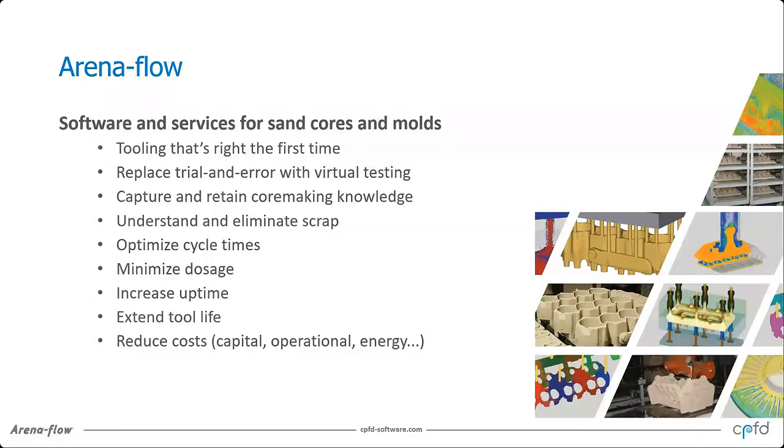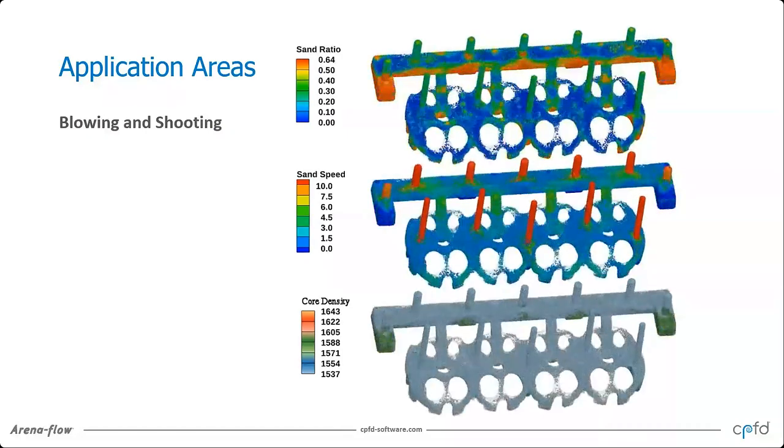It's used to understand and then eliminate scrap, optimize cycle times, minimize dosage for amine or other consumables, and really increase the uptime while extending tool life. The end goal is to reduce costs, whether that's capital costs, and we'll look at that in one of the examples, operational cost, energy savings, and so forth. And there are a few different application areas for this.